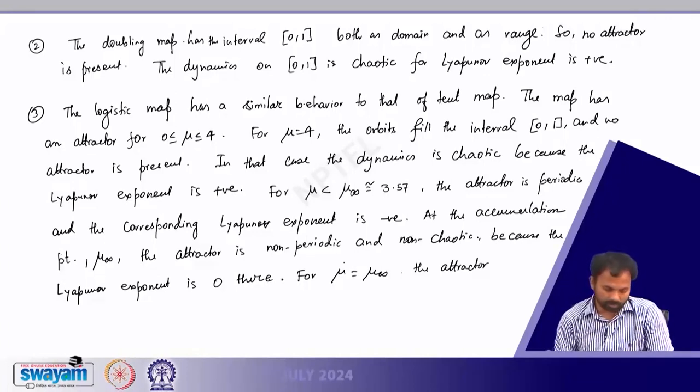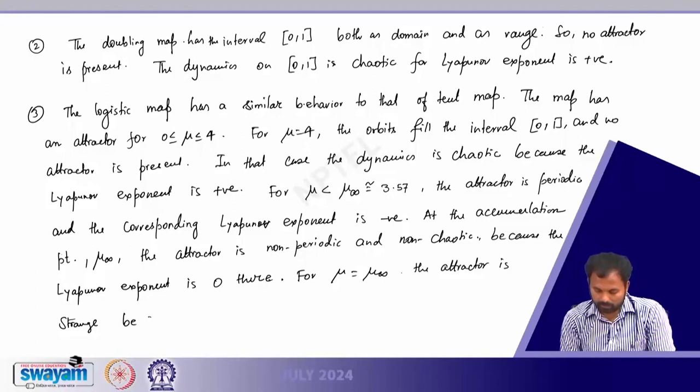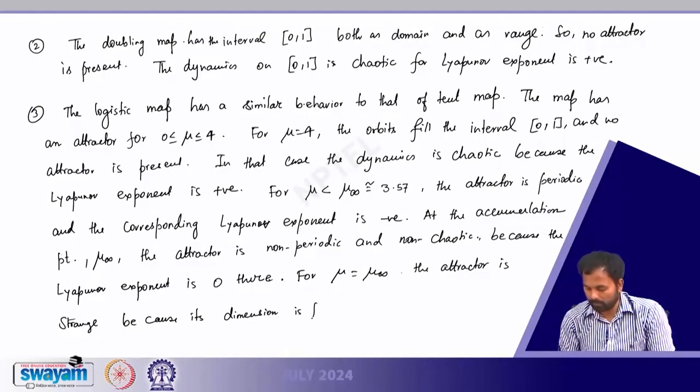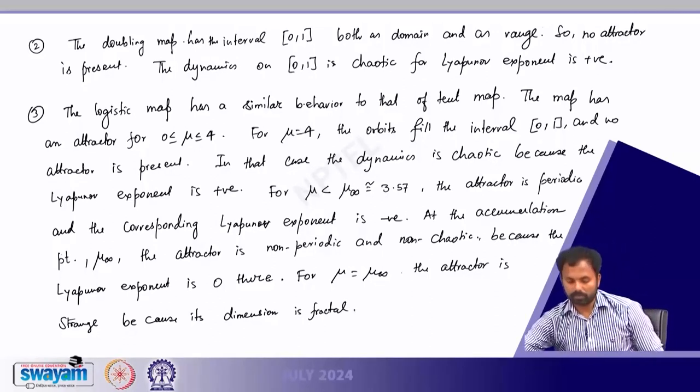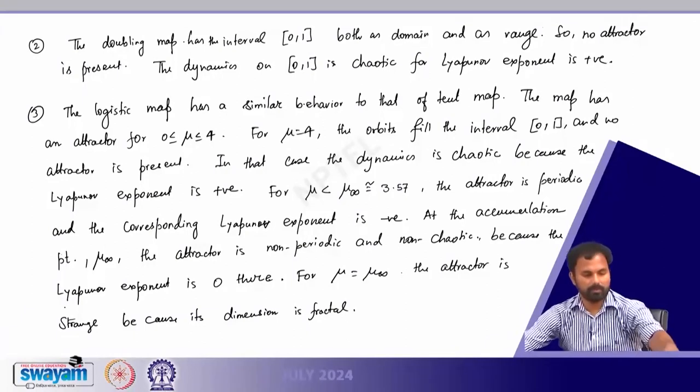And for mu equals mu infinity, the attractor is strange, right? It is strange because its dimension is fractal. So these are the three basic examples of strange attractors.